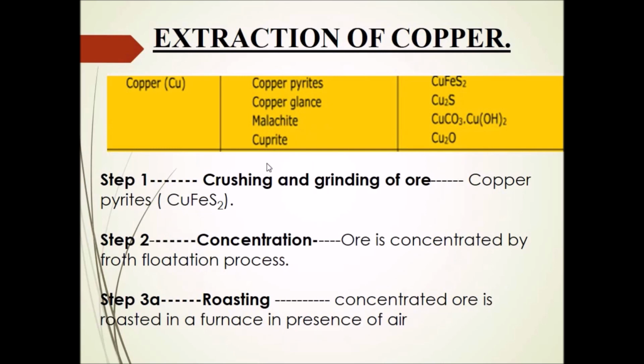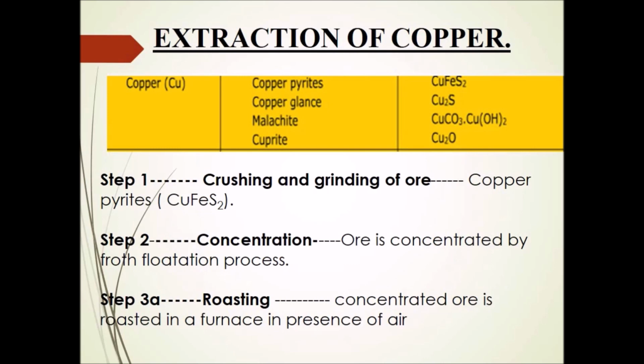Now let us quickly subject this ore of copper to the process of extraction. So the first step is crushing and grinding of ore. The ore which you've chosen is copper pyrites. What is copper pyrite? CuFeS2. And the second step is concentration of ore. Since it is a sulfide ore, we are going to subject that to the froth flotation process. So the concentration of ore is done by the froth flotation process. Remember again, sulfide ores are subjected to the froth flotation process.